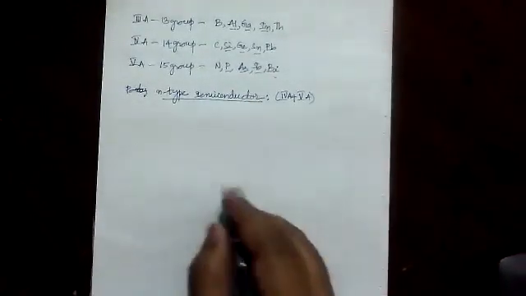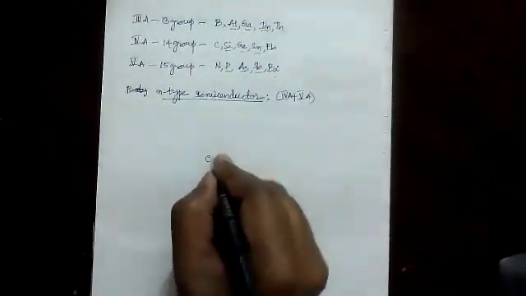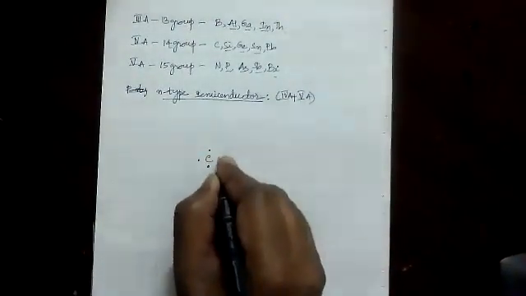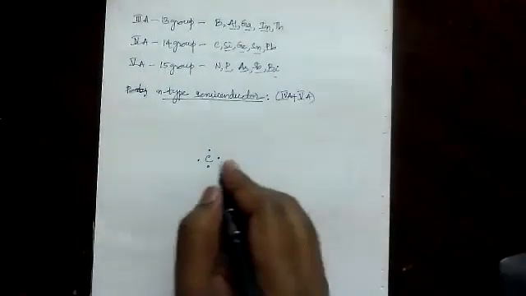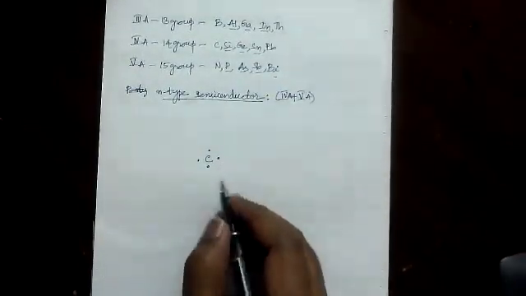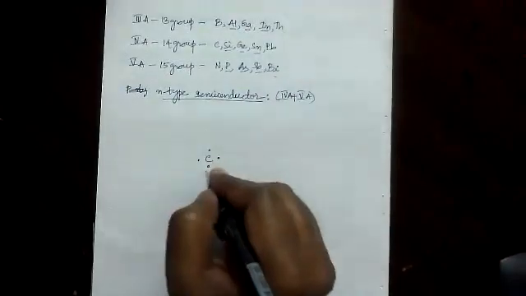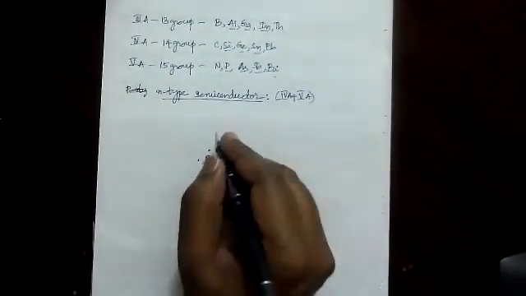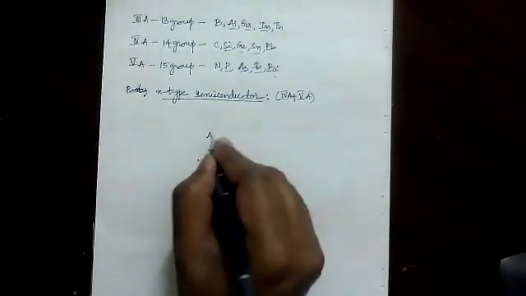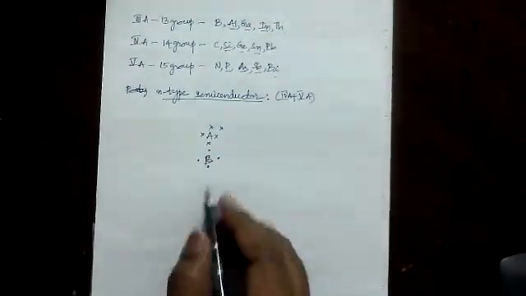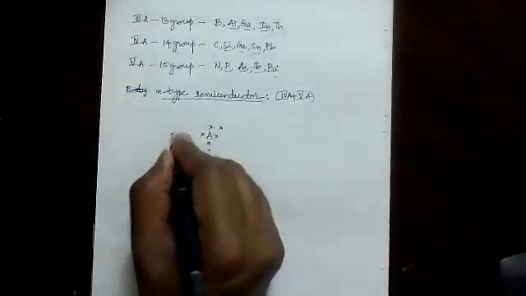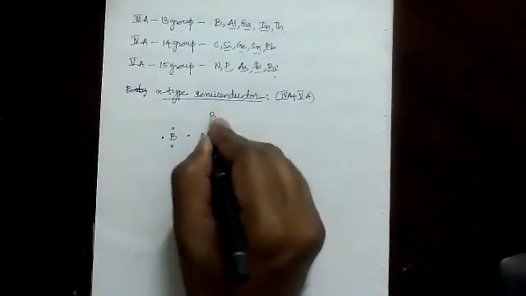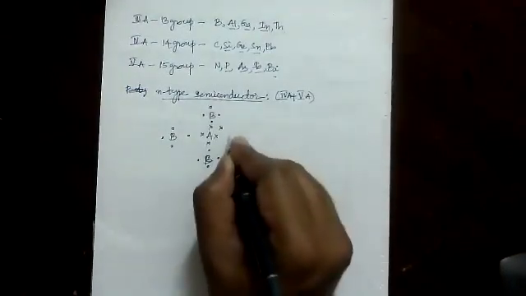Now, what exactly is happening? Suppose there is carbon. Suppose carbon is having 4 electrons in the outermost shell. This is tetravalent. Carbon is tetravalent. I'm taking B for this one. Suppose A is having 5 electrons in the outermost shell. Now this is B again, this is again B, and again this is B.